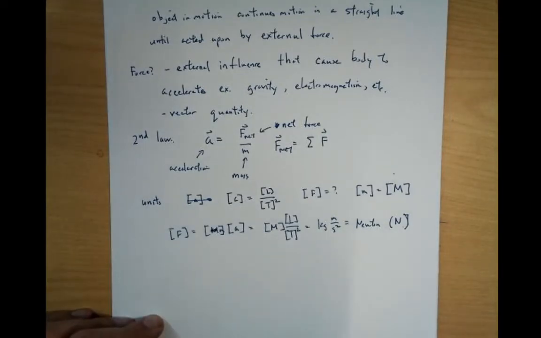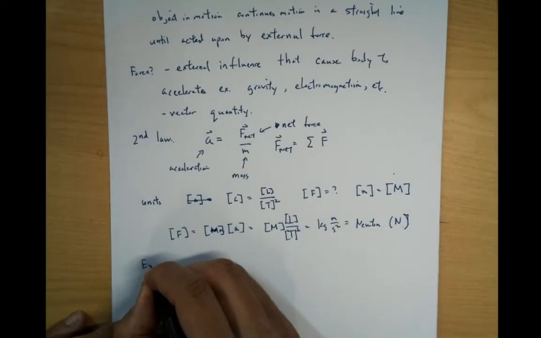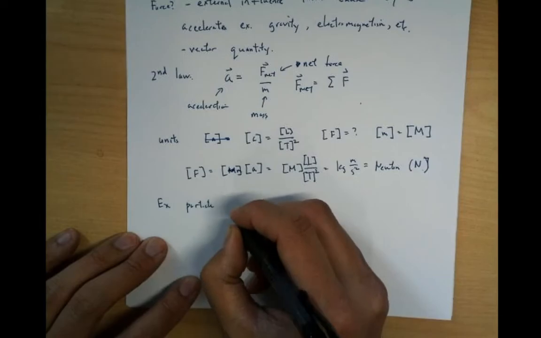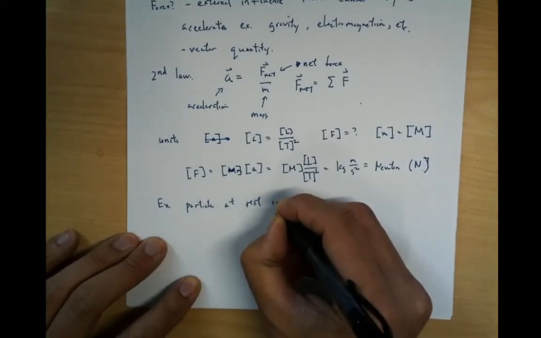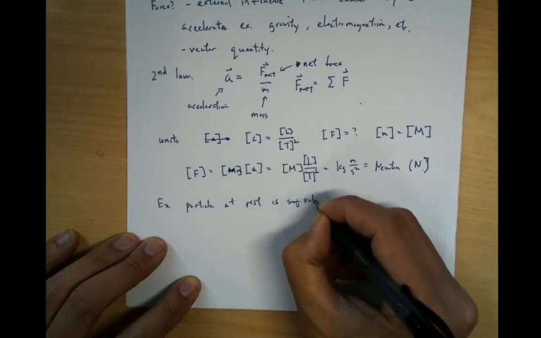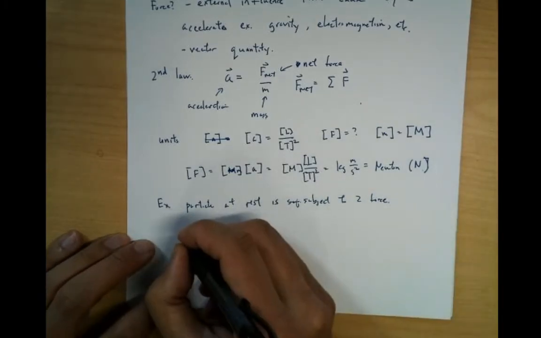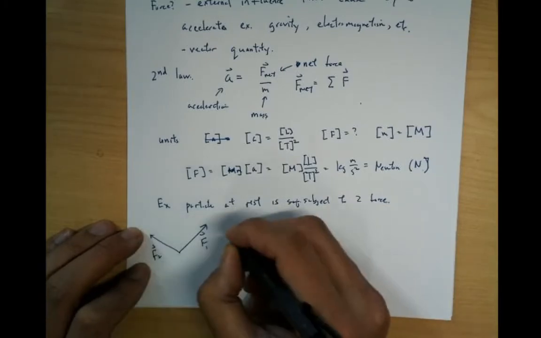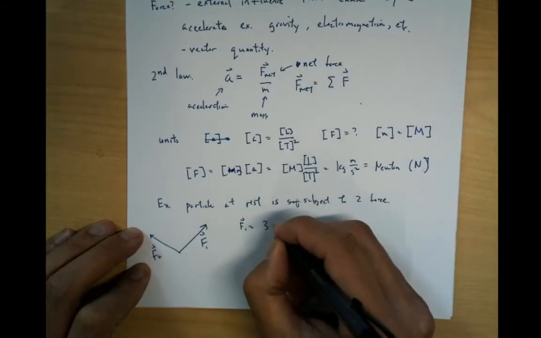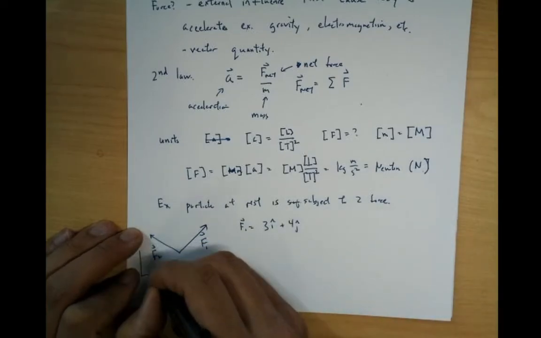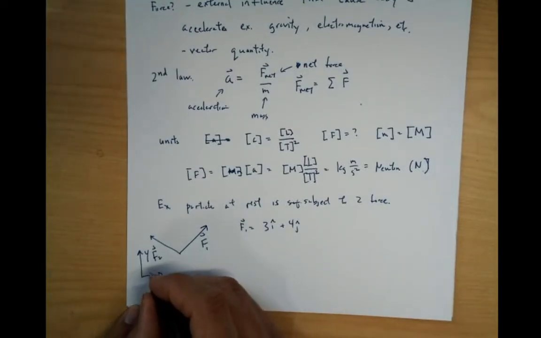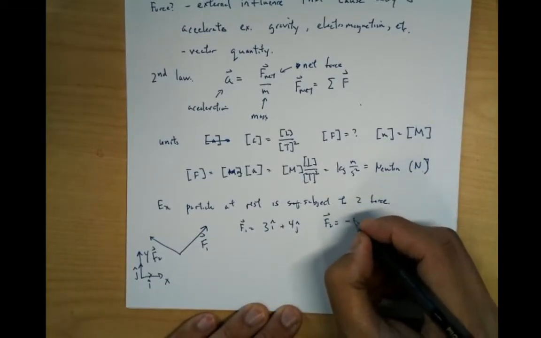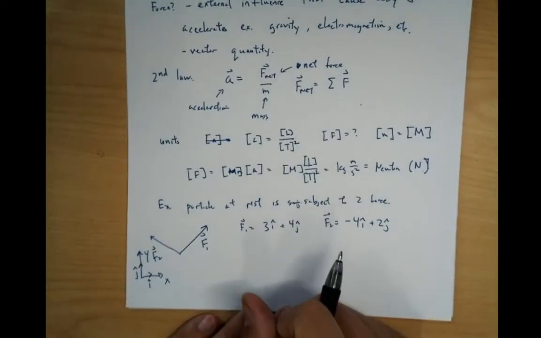Okay, great. Let's do a simple example of this. Suppose a particle at rest is subject to two forces. Let's draw this out. I'll write down F1 is equal to, I'm just picking these numbers, 3 i hat plus 4 j hat. Let's give this an XY coordinate system, with i hat and j hat here. F2 is equal to minus 4 i hat plus 2 j hat. Random numbers here.